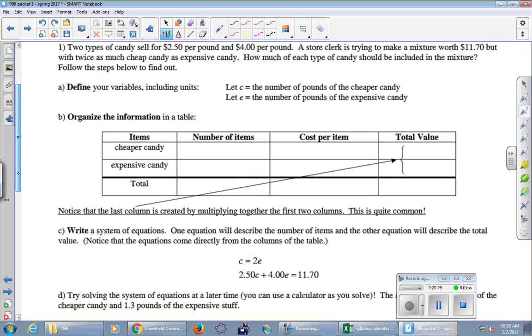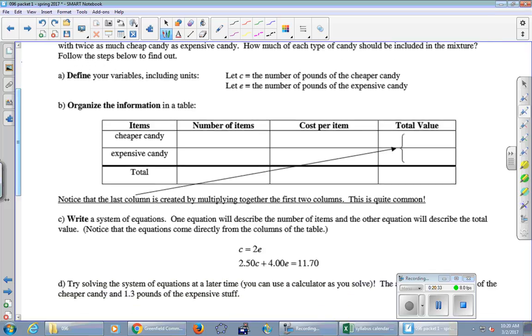So let's start filling in. Number of items, a number of pounds in this case. What letter did we use for the number of pounds of the cheap stuff? C, right? So that goes right there. And what letter for the number of pounds of expensive stuff? E. And sometimes we're given the total. Are we given the total number of pounds of candy we're going to use or not? There might be another problem where it says you're going to get 20 pounds of candy altogether, and you just put a 20 in that bottom box. But in this case, we're not putting anything in there. It's just not given to us.